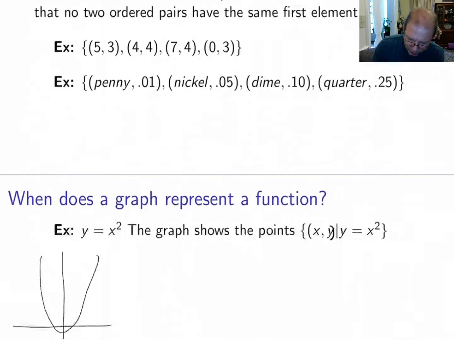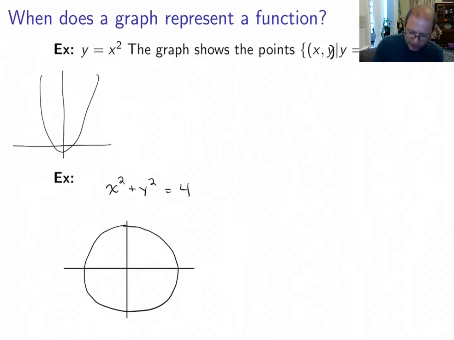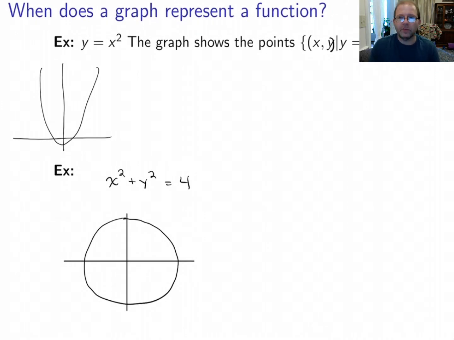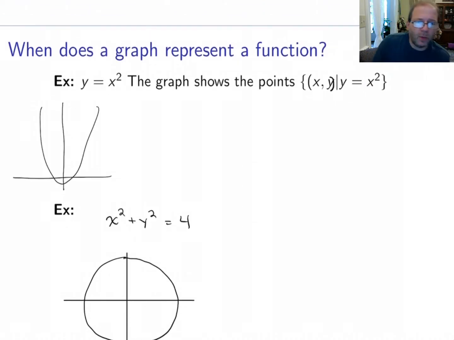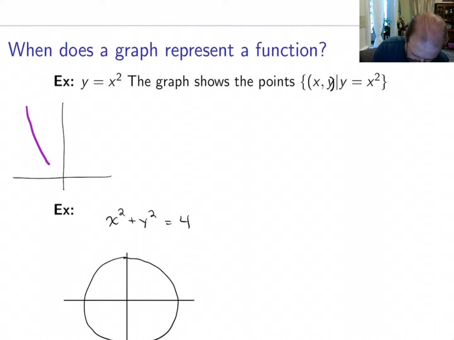Let's look at a graph of a function. When you think of a function, you probably think more of a graph than a set of ordered pairs. But really, they're the same thing. For example, y equals x squared. I've got that drawn kind of terribly here. Let me try to fix that a little. If I just draw in y equals x squared, it looks kind of like that.